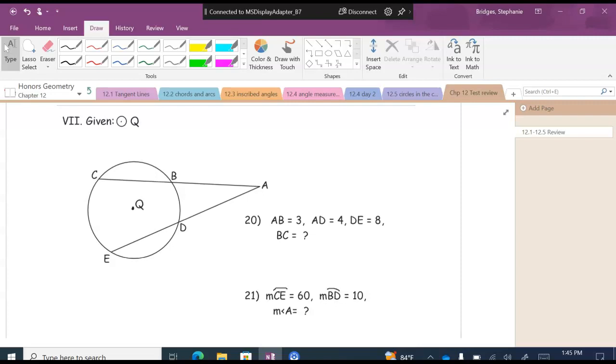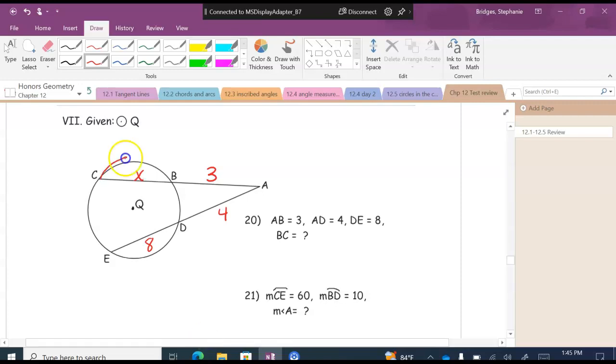Two chords, 2 secants, or a secant and a tangent? 2 secants. So with the segment lengths, let me label what they tell us first. They tell us that AB is 3, AD is 4, and DE is 8. And we want to find BC. That's what I've labeled, what they told me. With 2 secants, it is the whole times the outside equal to the whole times the outside.